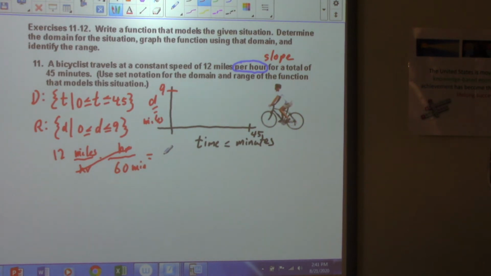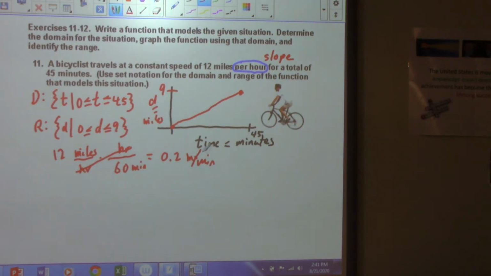So what do we have in miles per minute? 12 miles per 60 minutes, which is 0.2 miles per minute. Right? So now do we have something we can work with? Yeah. Let's just complete the graph here. We got our endpoints. So there's our graph. We have our domain and range.